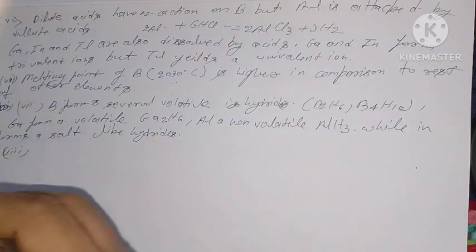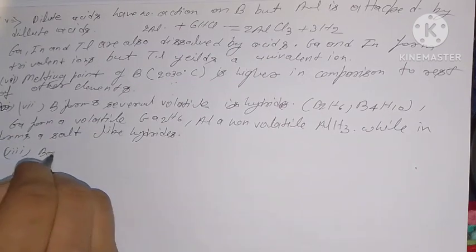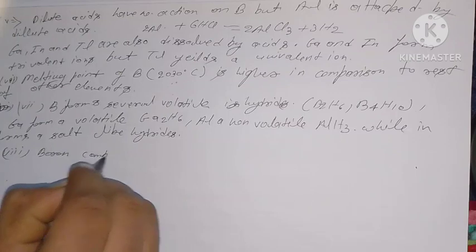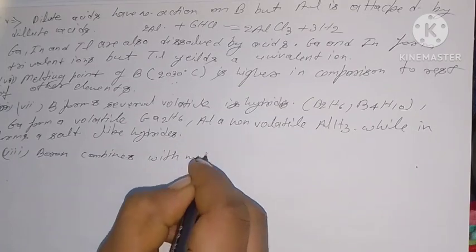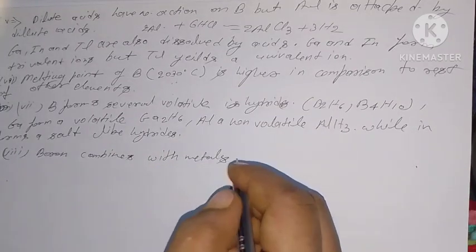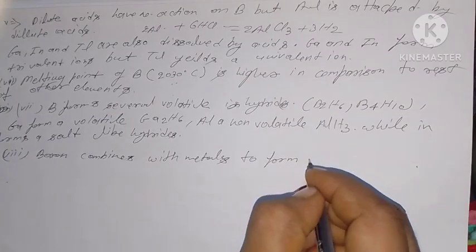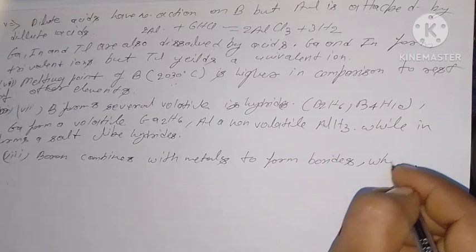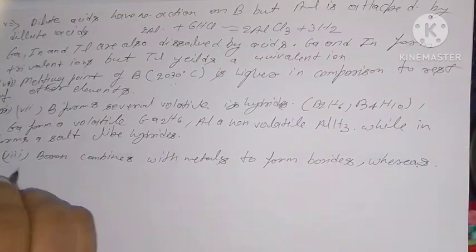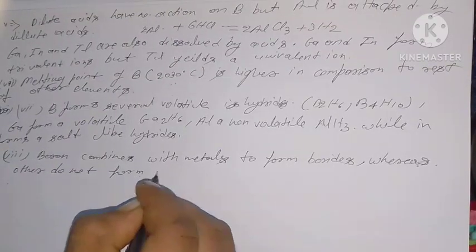Eighth point. Boron combines with metals to form borides, whereas the others do not form borides.